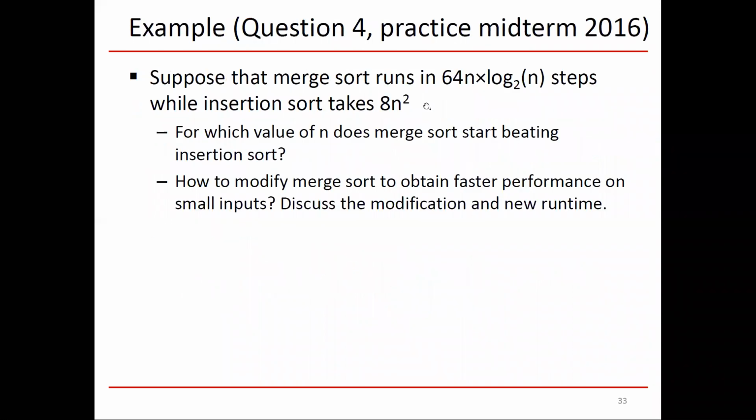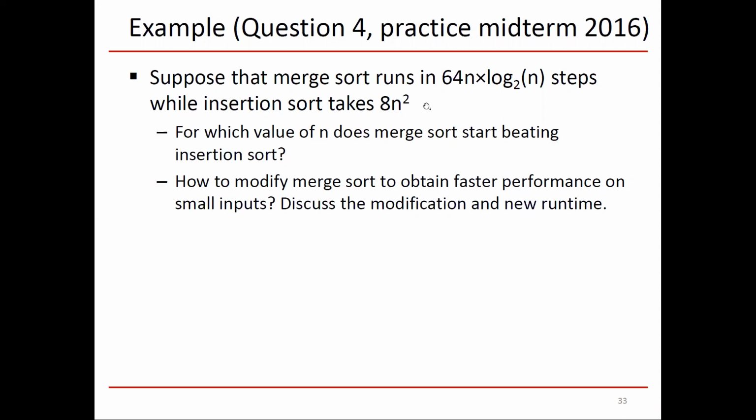Now let's have an example. This was a practice midterm from 2016. That was, I believe, the first year that I taught the course, so there was no previous midterm, and I wanted students to be able to study, to practice. Suppose that merge sort runs in 64 n log n steps, and insertion sort takes 8n squared. So we're saying that merge sort is n log n. It's faster than the n squared complexity of insertion sort, but the constant is worse, it's 64.